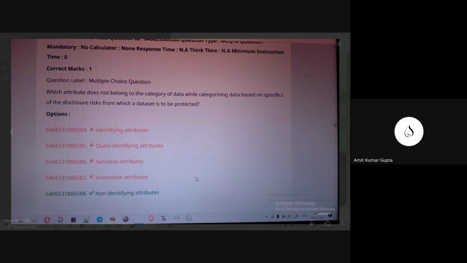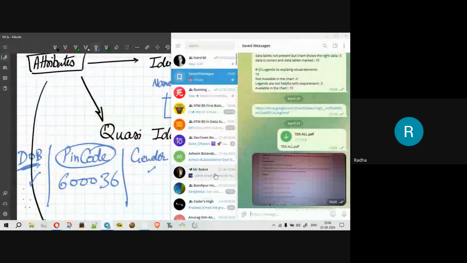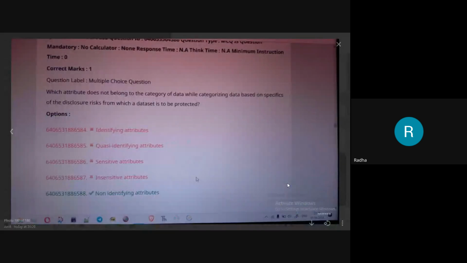First part: which attribute does not belong to the category of data while categorizing data? Second part: I think we are categorizing the data into four types. The fifth one, we are not categorizing, right? We are categorizing the data based on four attributes. The fifth one is not there, which is the odd one out. So that is the answer. Or is the categorization based on whether data is to be protected or kept open?